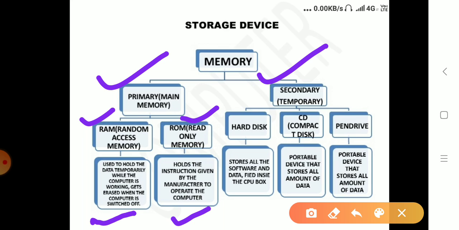Now let's see the secondary memory. Further, it is categorized into types, that is hard disk, compact disk (CD) and pen drive. The hard disk stores all the software and data and it is fixed inside the CPU box. Whereas CD and pen drive are portable devices which store a large amount of data.